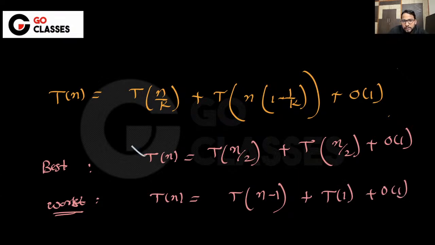So if you solve this, you will be getting 2T of n by 2 plus order of 1. Let's just solve it for the worst case. It is 1 plus 1, n times. It is order of n or theta of n. So the worst case is order of n or theta of n. That's how you can solve this question.